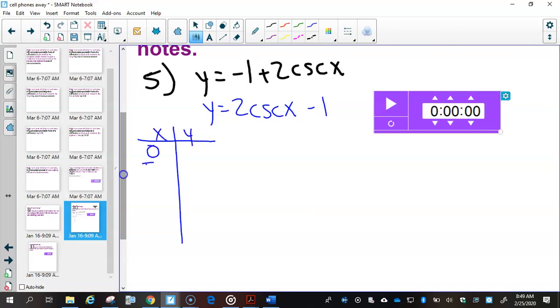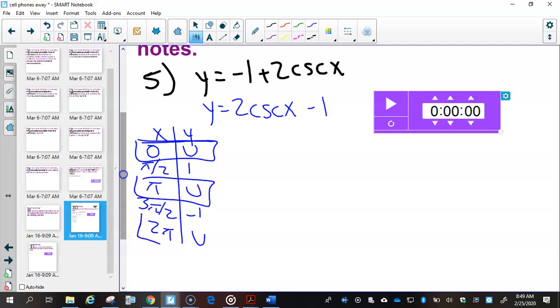Remember your x's were the same as sine's: 0, pi over 2, pi, 3 pi over 2, and 2 pi. And your y's were almost the same as sine, except it had an asymptote everywhere where sine was 0. If we change our x's at all, it will change our asymptotes. Do we have any horizontal transformations? No.